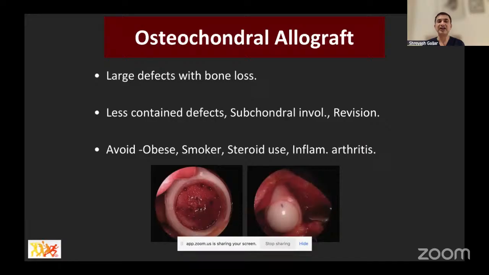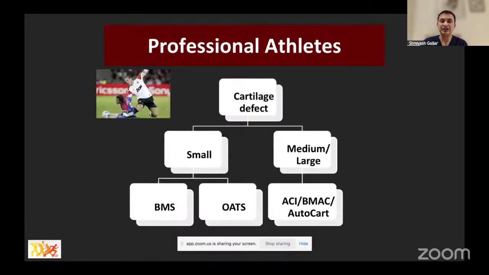For the very large defects, we have certain banks in our country where we have no option but to use these osteochondral allografts. But fortunately, the incidence of these large defects is less. Most of the time, if you have these large defects and if they present early, you want to fix them with an OCD. So that is good.